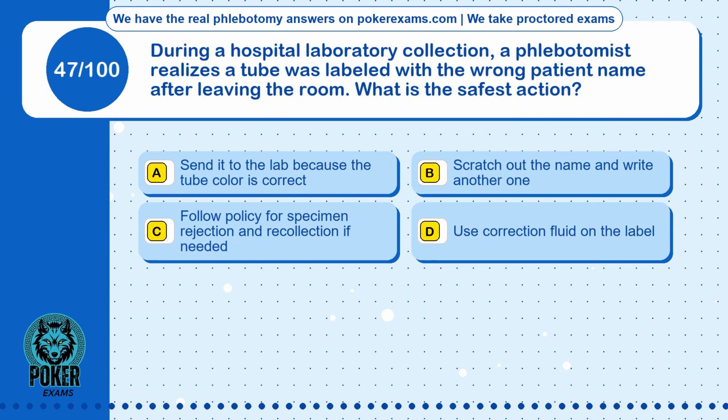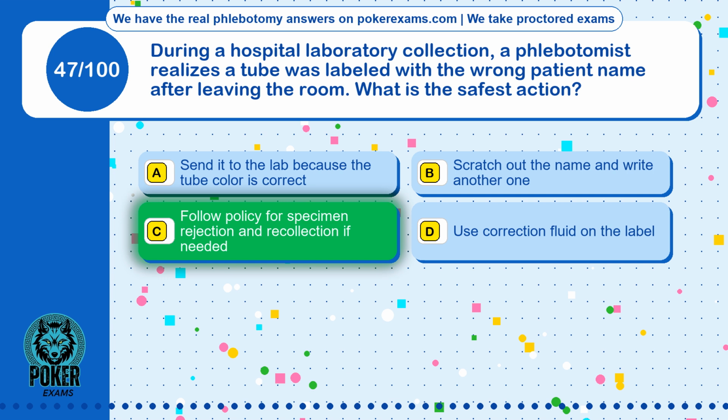Question 47. During a hospital laboratory collection, a phlebotomist realizes a tube was labeled with the wrong patient name after leaving the room. What is the safest action? Option A. Send it to the lab because the tube color is correct. Option B, scratch out the name and write another one. Option C, follow policy for specimen rejection and recollection if needed. Option D, use correction fluid on the label.